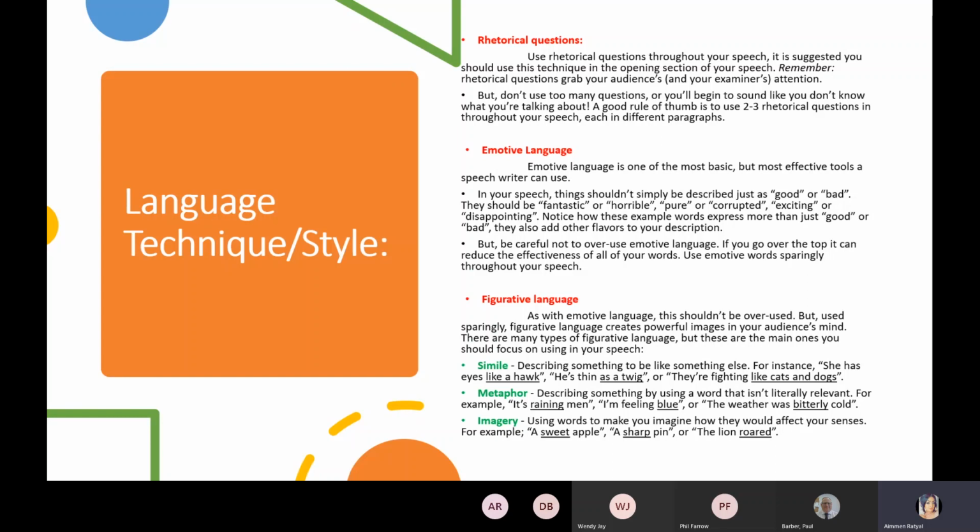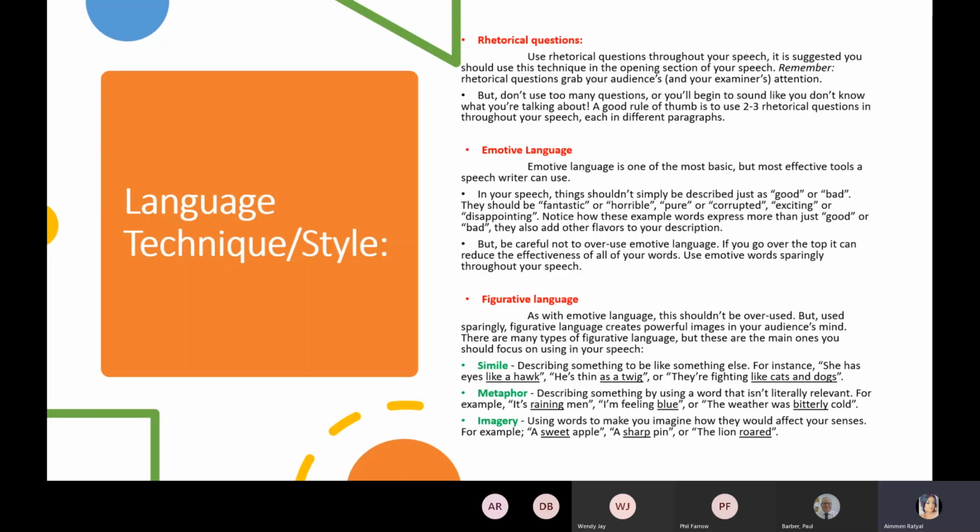A good rule of thumb is to do 2 to 3 rhetorical questions throughout your speech, each in different paragraphs. So you might use it in your introduction and then miss a paragraph and use it towards the end of the 3rd paragraph where you've got a second point. Try and let your rhetorical questions flow through your written work.